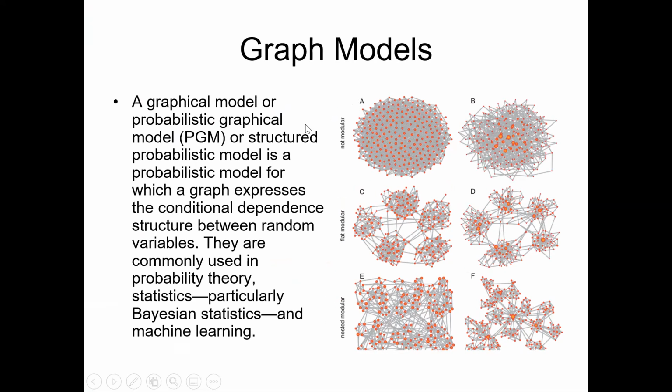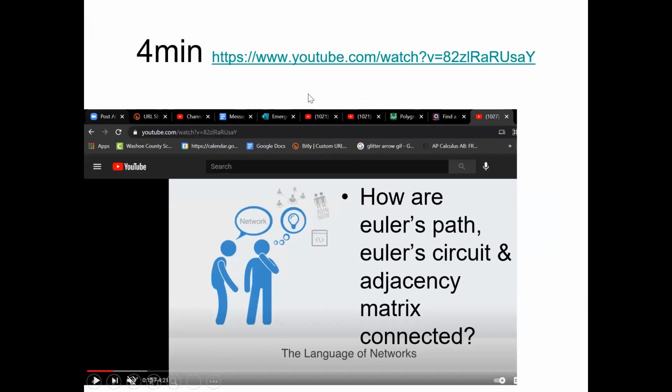A graph model is basically a structure of probability that is oftentimes used in real life situations, mostly in probability theory and statistics. Some of the ones that you can see here are representations of graph models, just like the ones that you have created in class as well. Today, we're going to talk about graph models. Yesterday, we talked about adjacency matrix, and so this is a continuation of that.